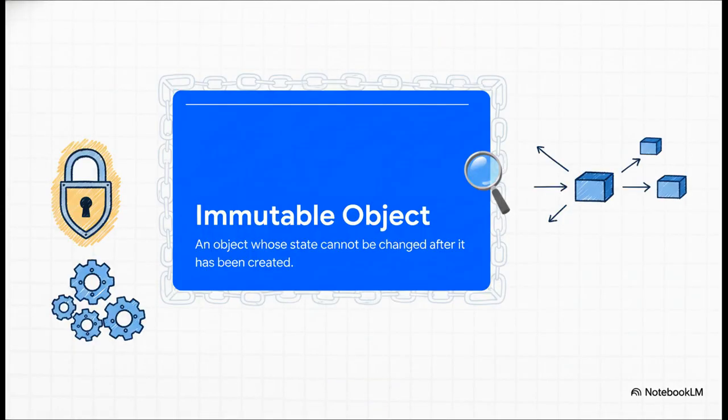The definition itself sounds almost too simple. An immutable object is an object whose internal state cannot be changed after it's been created, period. If you want to modify it, what you're actually doing is creating a brand new object with the new value, leaving the original one completely untouched.